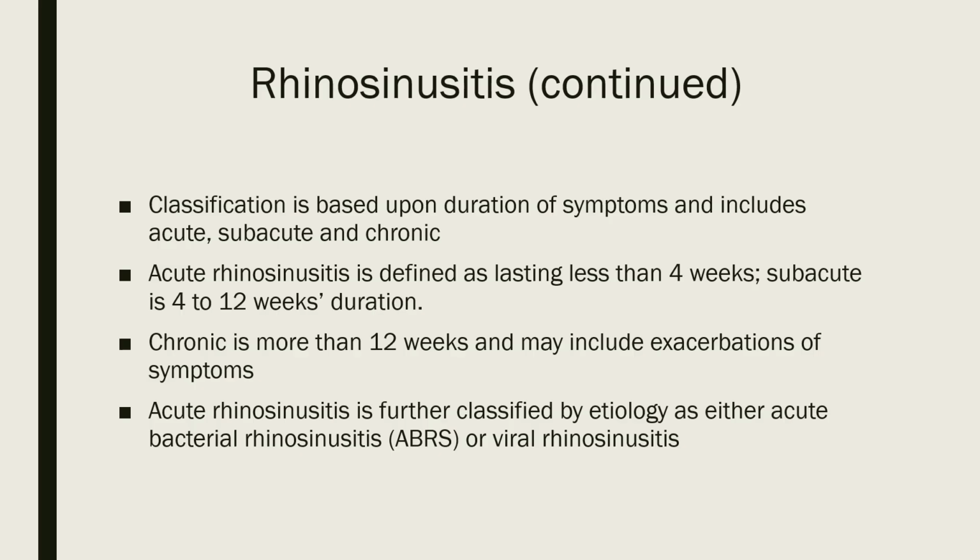Acute rhinosinusitis is defined as lasting less than 4 weeks. Subacute is 4 to 12 weeks duration. Chronic is more than 12 weeks and may include exacerbations of symptoms. So acute rhinosinusitis is further classified by etiology as either acute bacterial rhinosinusitis or viral rhinosinusitis.